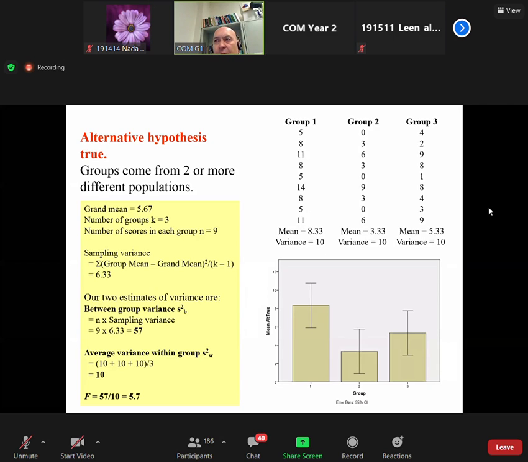Is that any good? Another question that was asked a couple of slides ago is, what exactly do you mean by individual differences? Individual differences.